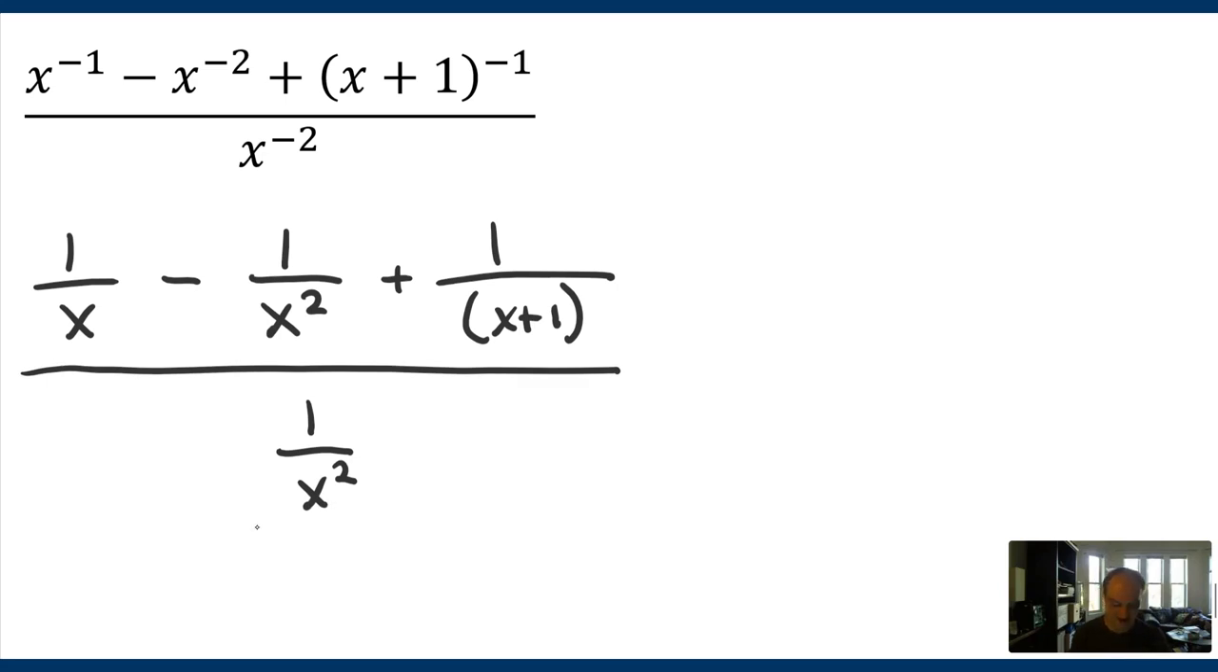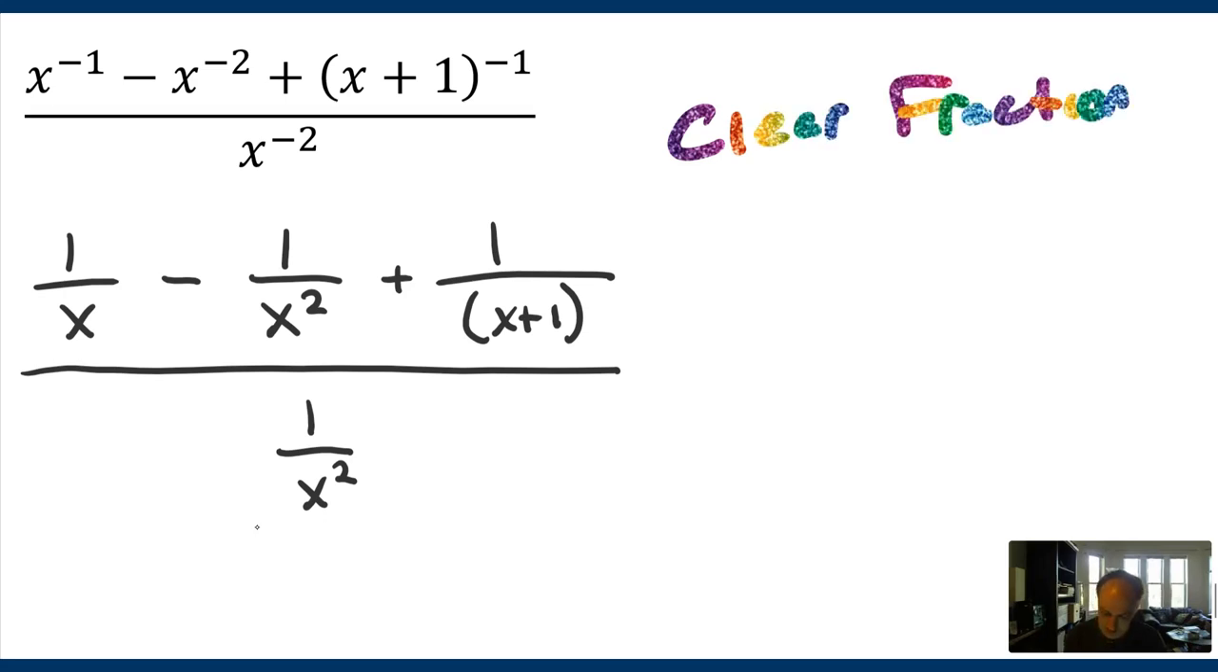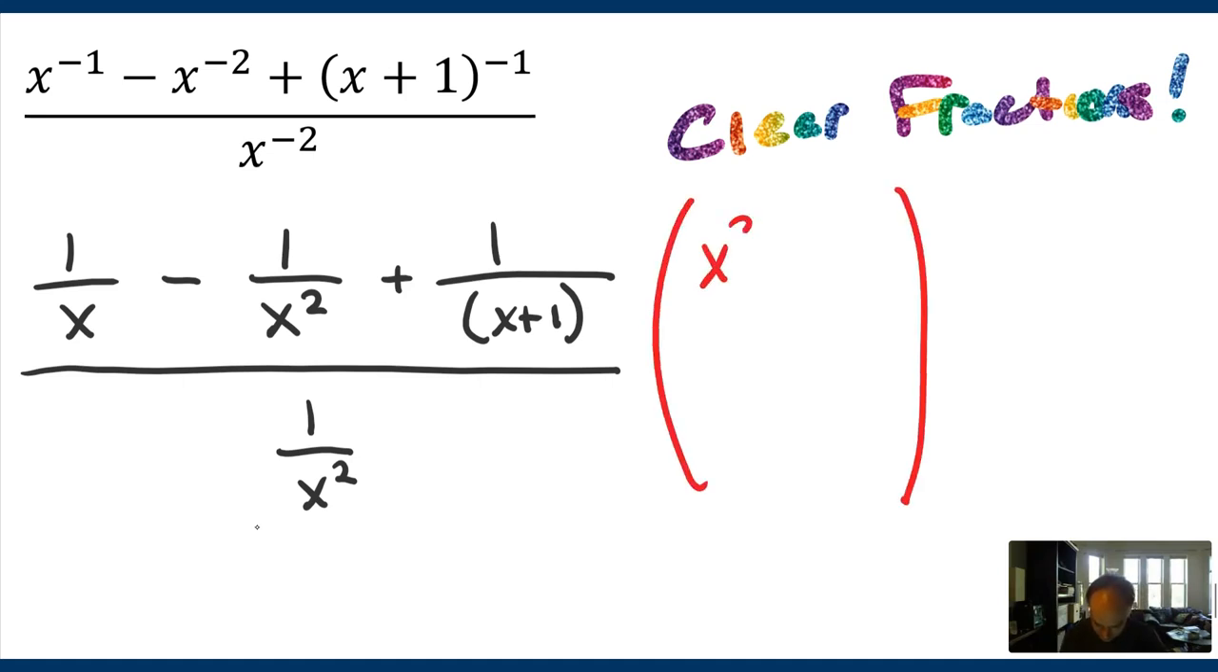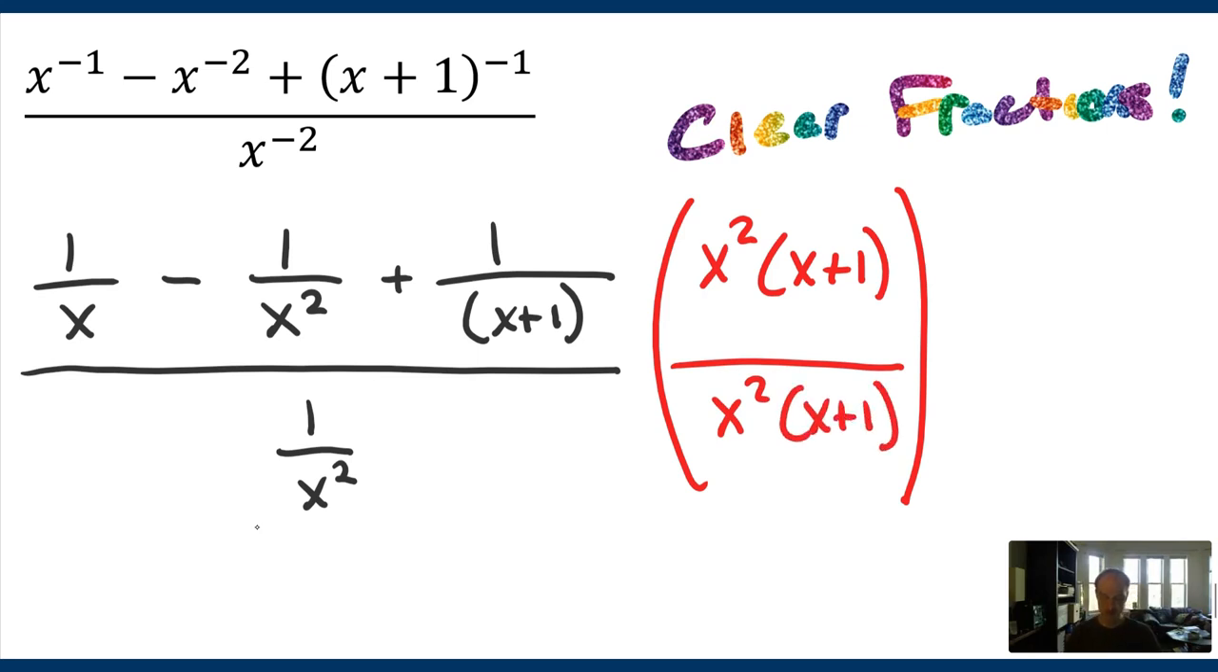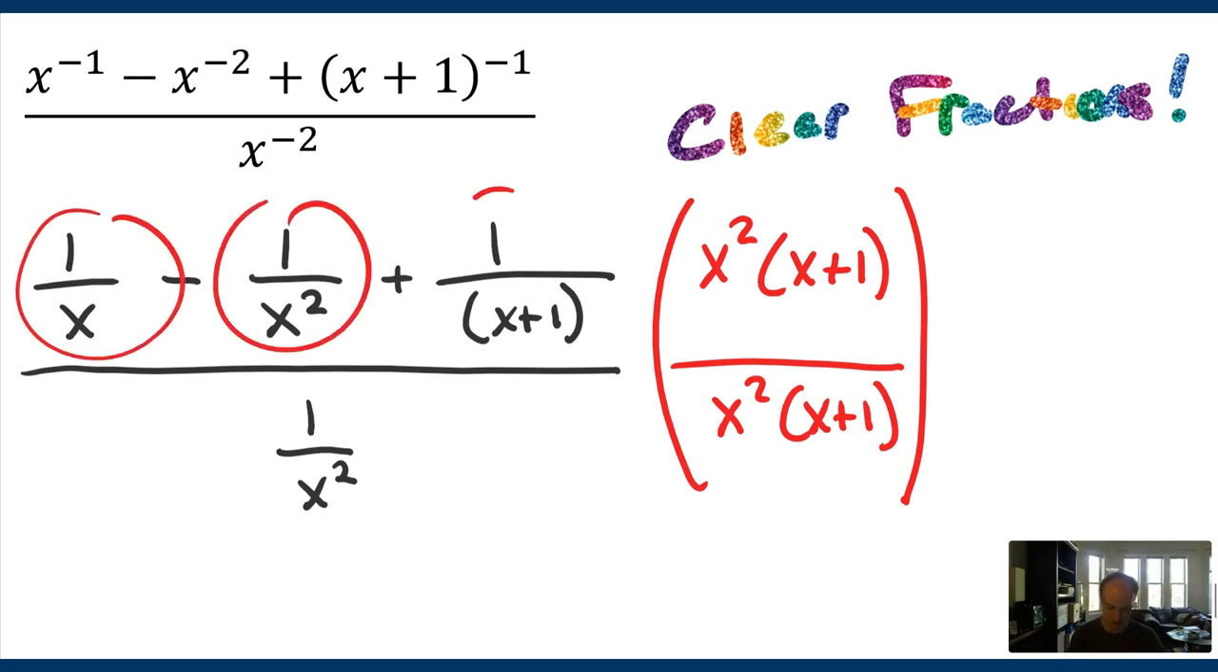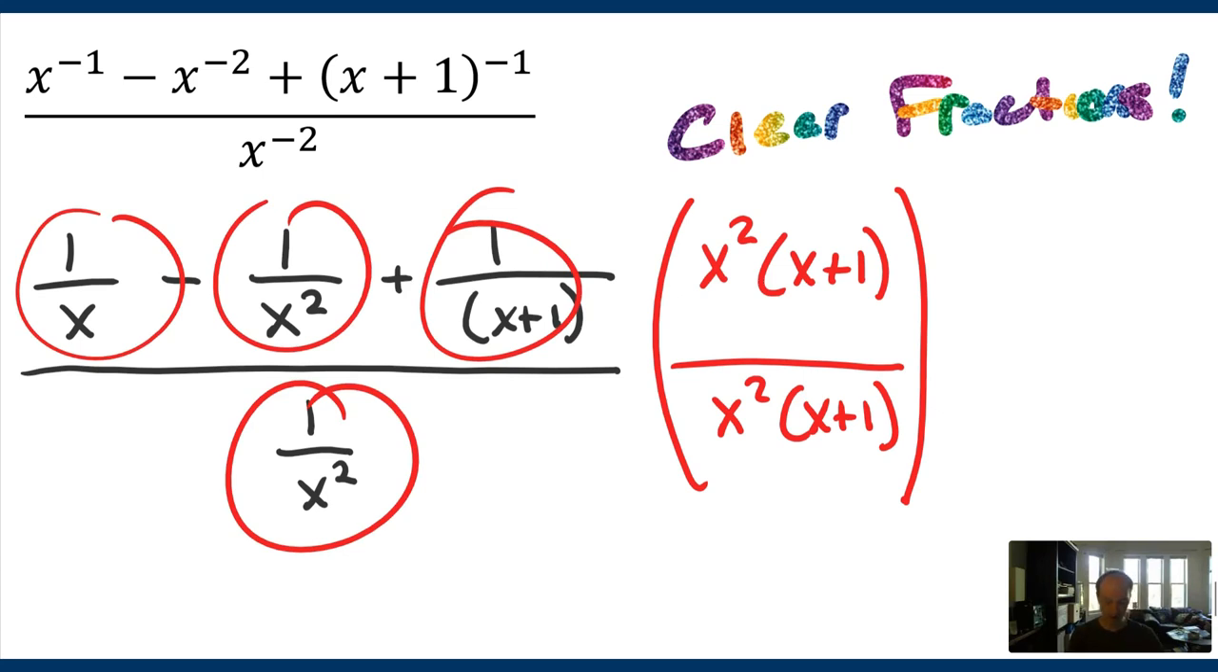The reason I like that method is, honestly, this seems kind of frustrating to try to find a common denominator with. I feel like I'm going to have to think a lot. So instead, I'm going to attempt to clear fractions out by multiplying by this: x squared parentheses x plus 1 all over x squared parentheses x plus 1. And I've chosen this strategically because I know that when I multiply this to each of these 4 terms, it will eliminate the entire denominator, and it will leave me with just numerators.